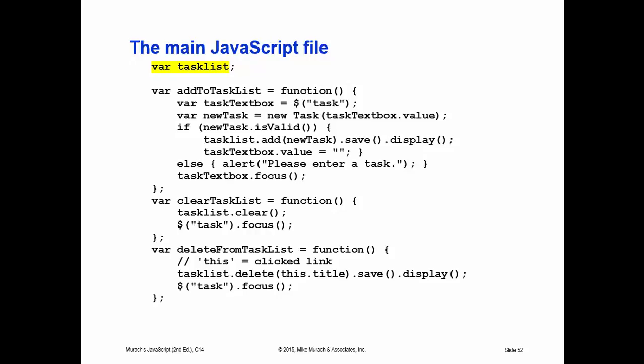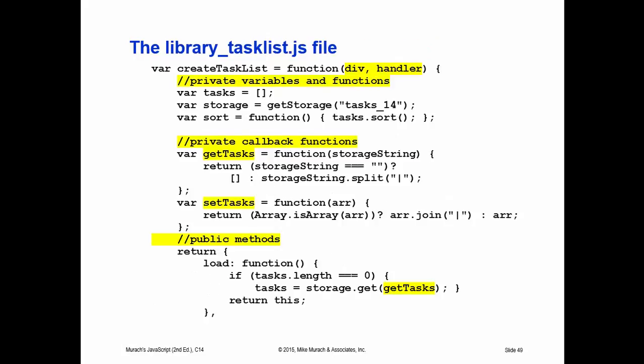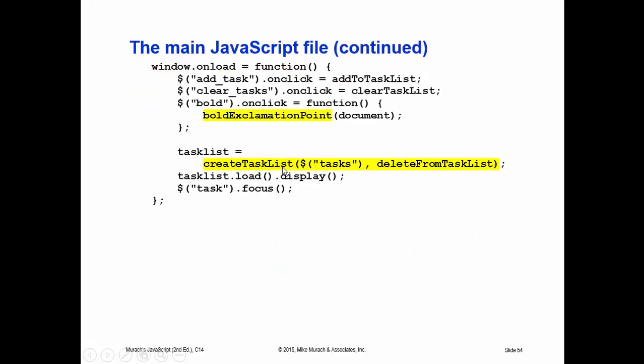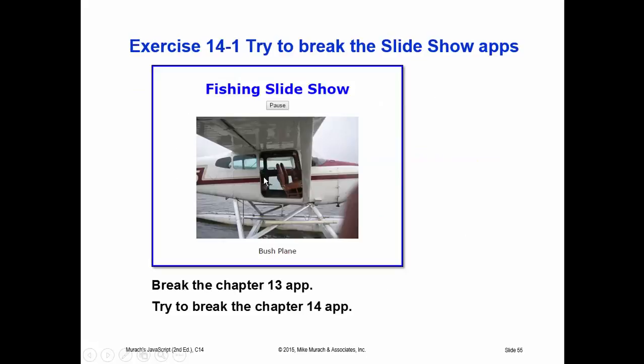The bold exclamation point function uses recursion and it walks the DOM. And what does that mean? It means that what's in the DOM, amongst other things, are what's in here. And it's looking through all of this, and if it sees anything with an exclamation point, it's going to bold it. So the idea behind this chapter is that you should hopefully understand what closures are and how they can make your code more stable, what callbacks are, how they can make your code more flexible, and what recursion is.